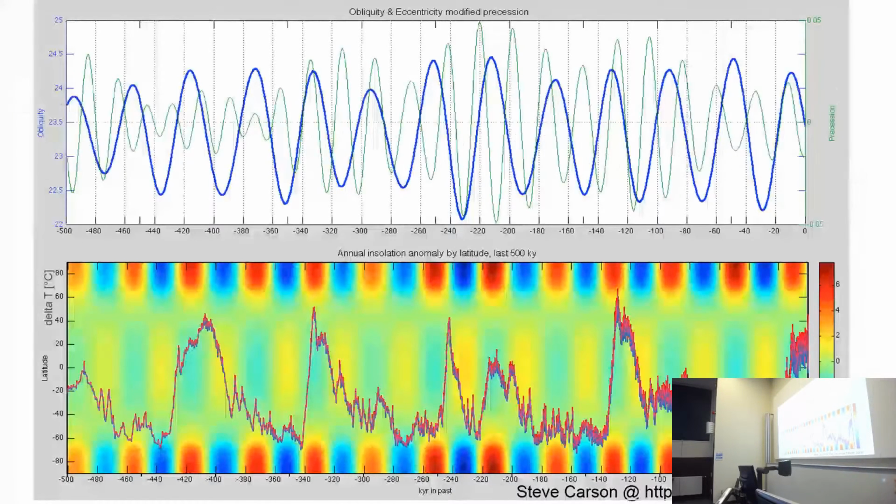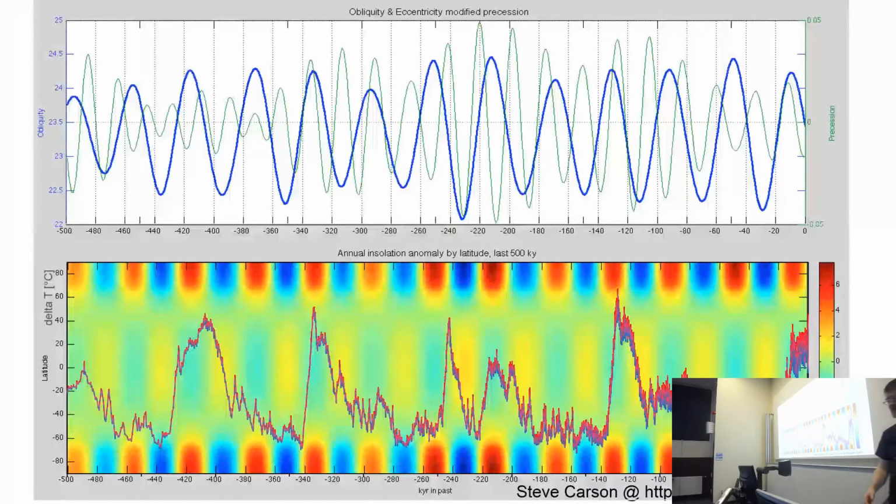So this is the kind of idea that at the top here, you've got some changes in the orbital parameters of the Earth. In this case, the green is precession, and the blue is obliquity or axial tilt. And that results in some change in the amount of solar radiation being received at the Earth's surface. This is what this figure is showing in the bottom. So the color on here is the amount of solar radiation each latitude gets in the summer.